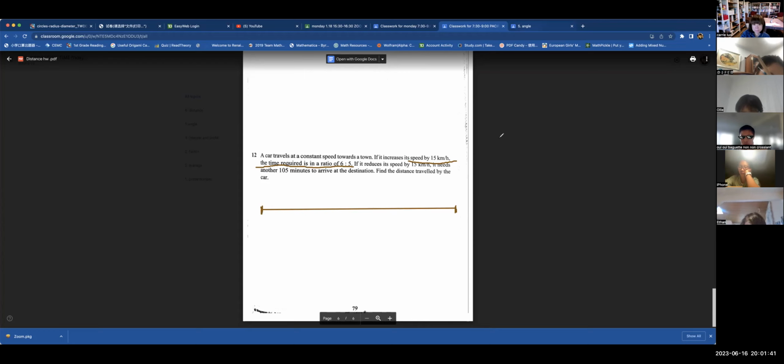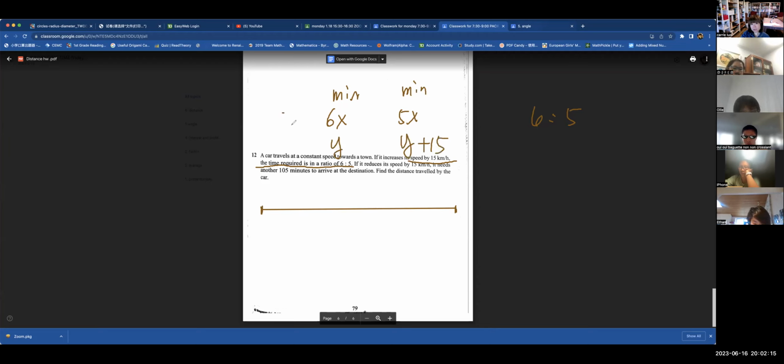Okay, so we don't know before. So before 6 to 5. So I think if reduced by 15, it needs another 105 minutes to arrive at the destination. If increased, the time required is in the ratio. So that means before we can say is 6x minutes. And right now is 5x minutes. Before the speed is y. And right now the speed is y plus 15.